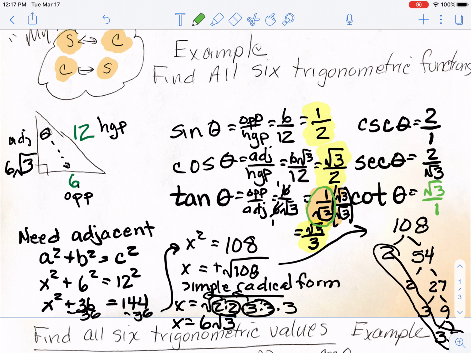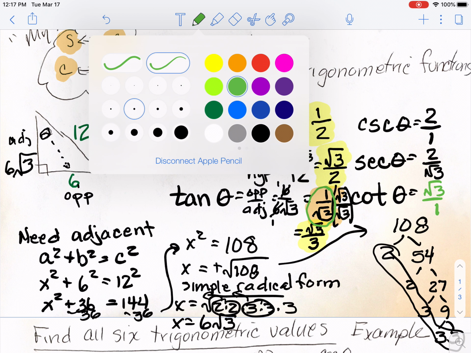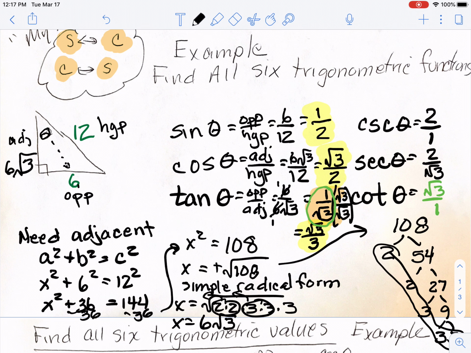Now we only have one little issue left over here. We have this radical in the denominator of our second trig function over here. This root 3, that's not cool. So we're going to rationalize that one. We're going to multiply by square root of 3 over the square root of 3.